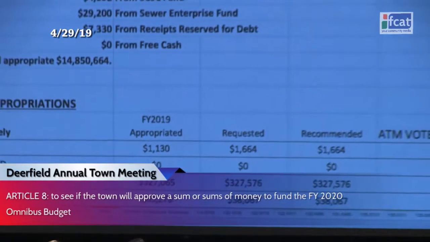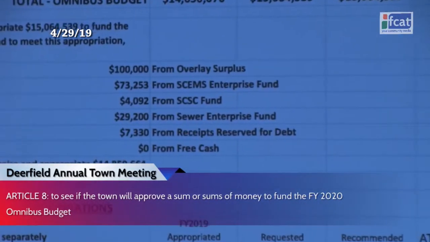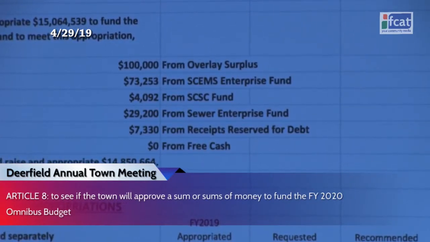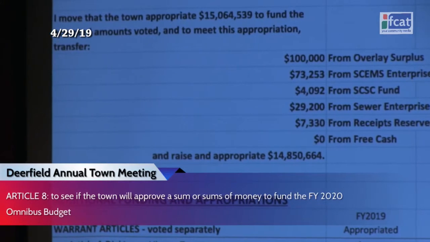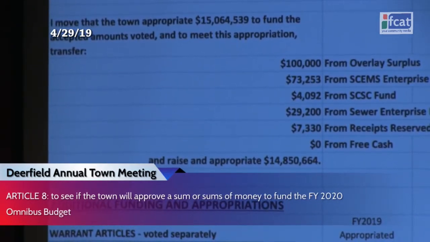$73,253 from the South County Emergency Medical Service Enterprise Fund, $4,092 from the South County Senior Center Operation Fund, $29,200 from the Sewer Enterprise Fund, $7,330 from the Receipts Reserve for the Debt Payment, zero from free cash, and we raise and appropriate a balance of $14,850,664.